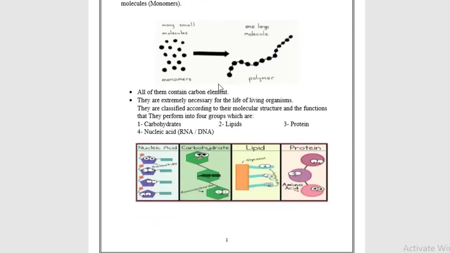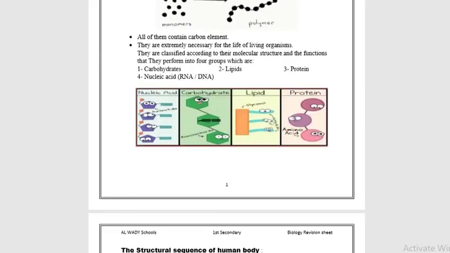All of these are carbon atoms. It's very important. They are extremely necessary for the life of the living organism, and they are classified according to their molecular structure and function into 4 main groups: nucleic acid, carbohydrate, lipid, and protein.